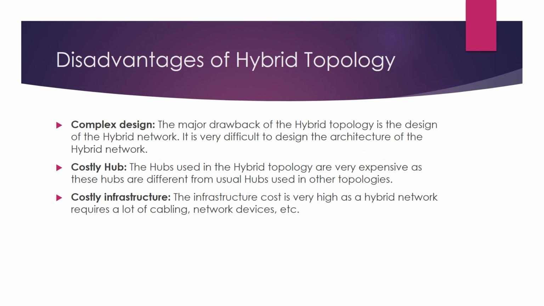Disadvantages of this hybrid topology. The first and most important, and I hope you already guessed it, is complex design. The major drawback of hybrid topology is the design of the hybrid network. It's very difficult to design the architecture of the hybrid network. Costly hub. The hubs used in hybrid topologies are very expensive, as these hubs are different from the usual hubs used in other topologies. Costly infrastructure. The infrastructure cost is very high, as a hybrid network requires a lot of cabling, network devices, and a lot of other things as well.